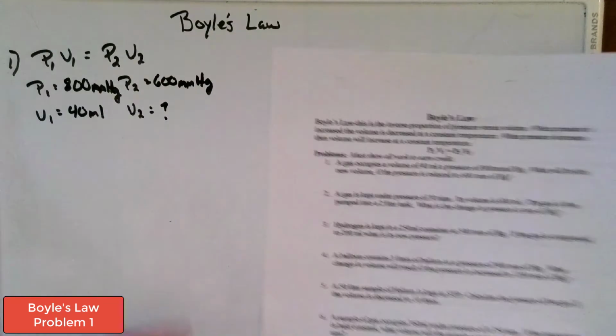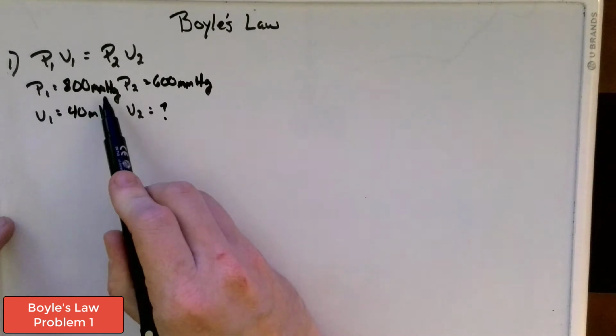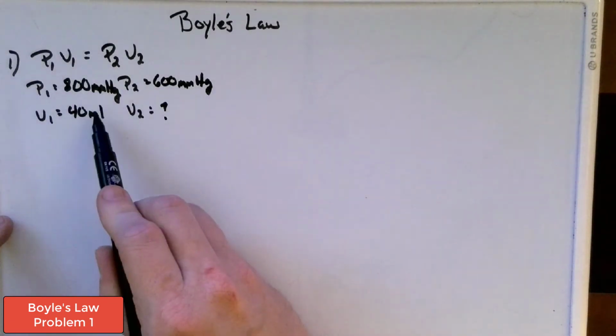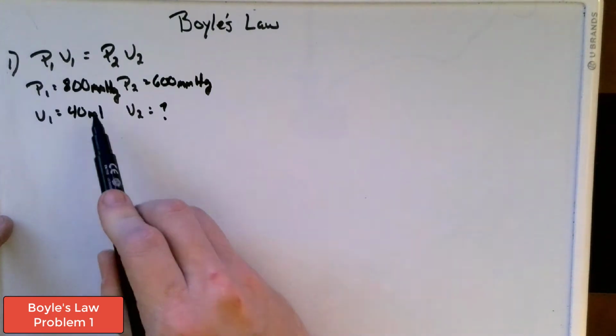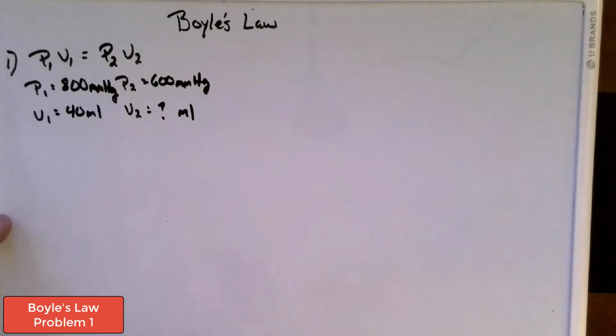Now that all my variables are listed and I know what I'm looking for, I can check and make sure that my units are the same. I have millimeters of mercury on both pressures, and I have milliliters on V1, so I can also safely assume that V2 will be some form of milliliter, unless the problem tells me otherwise.